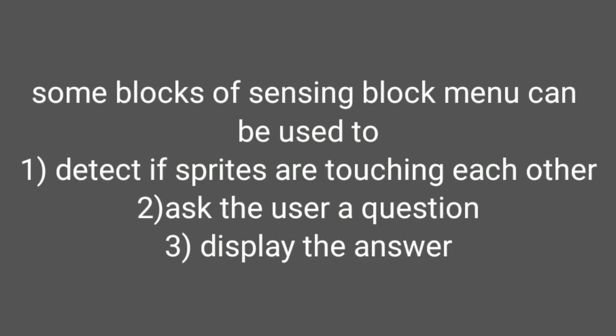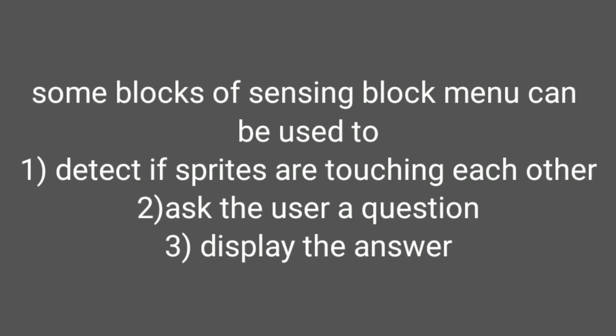So students, which are the activities that the sensing block menu detects? First one is it will detect whether the sprites are touching each other, or they will be asking the user a question, and they can also be used for displaying the answers. Okay, these are some of the activities that the sensing block menu detects. Okay, so sensing block menu means it will contain the blue colored blocks in its list.